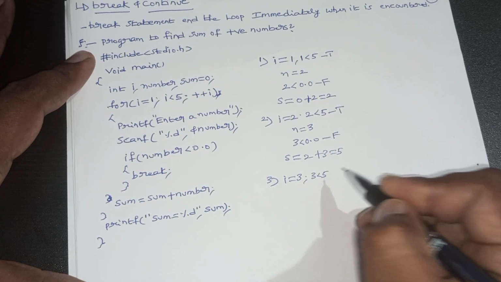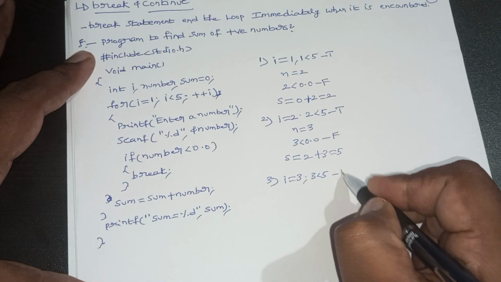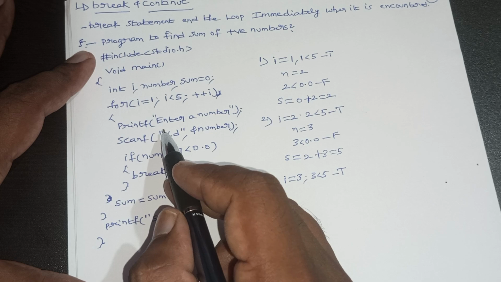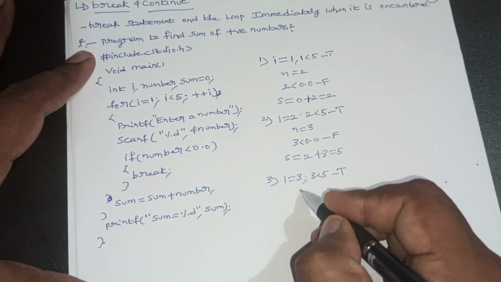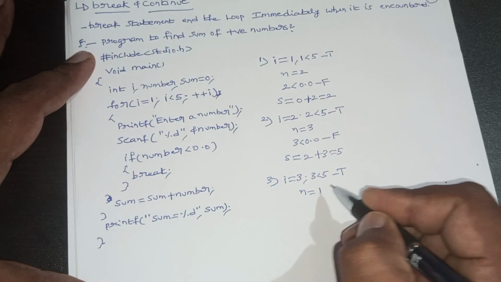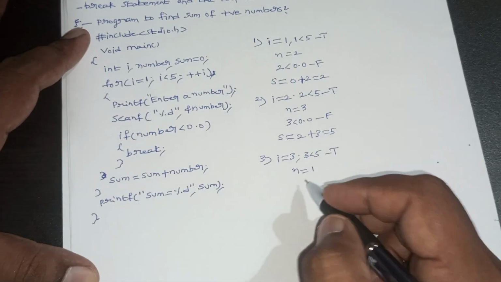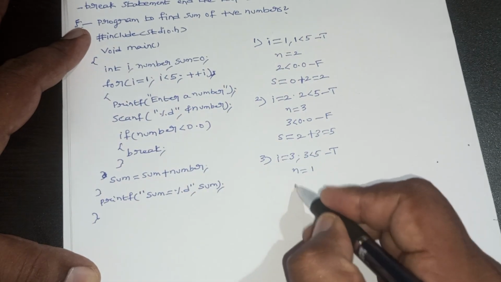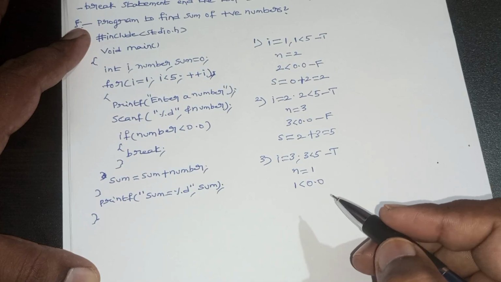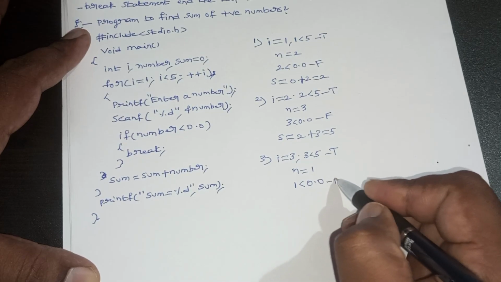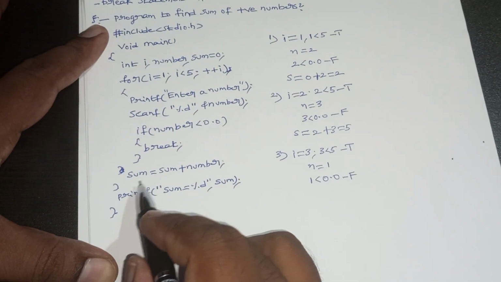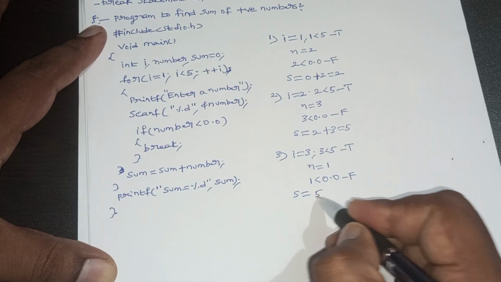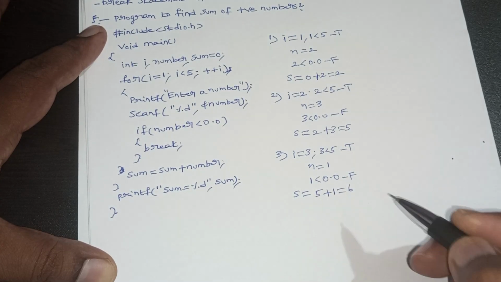3 less than 5, condition true or false? Yes, the condition is true. Condition true means you do something. The system is asking you to enter some number. I am taking n equal to 1 dynamically, you take whatever you want. Now you check the condition: 1 less than 0.0, condition true or false? Condition false. Because the condition is false, s equal to sum: 5 plus n equal to 1, which is equal to 6.